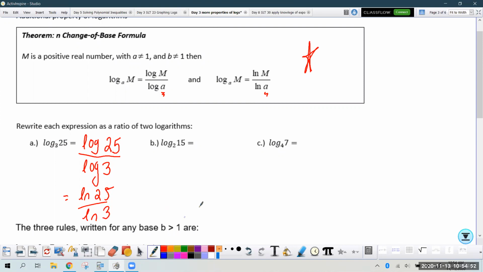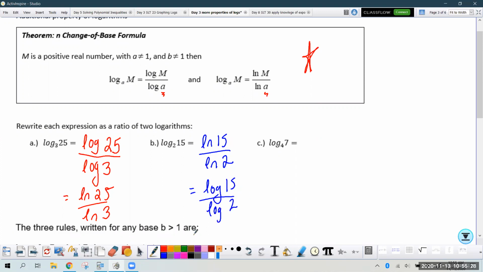All right, let's try B. Write down log base 2 of 15. And then you get to pick your preference, if you want to change it to a log base 10 or an ln. This one I'll start with ln. So it'd be ln of the argument over ln of the base. It's also correct if you chose log, it'd be log of 15 over log of 2.